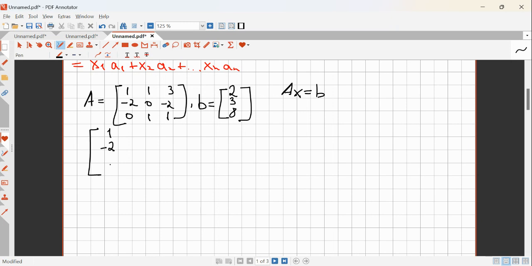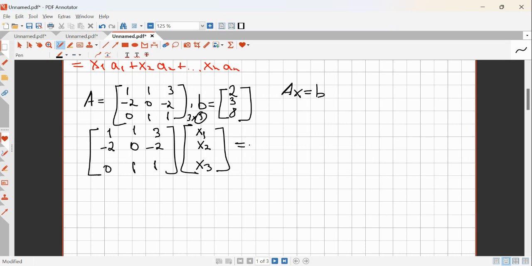So 1, minus 2, 0, 1, 0, 1, 3, minus 2, 1 times x1, x2, and x3. Since we have the size of A as 3 by 3, this 3 is n, so that's why the last entry of vector x is also x3, equals 2, 3, 8.